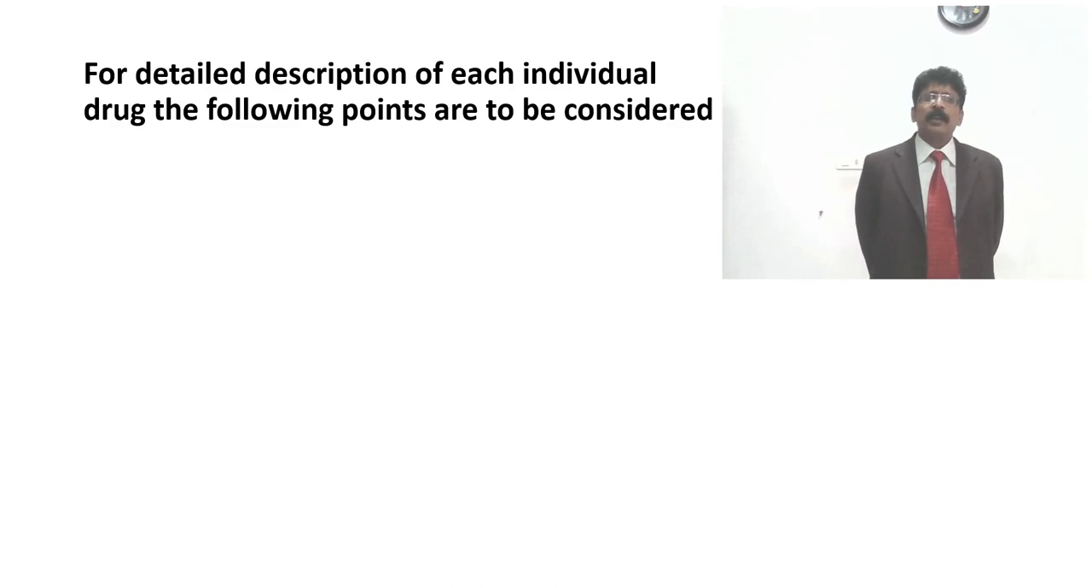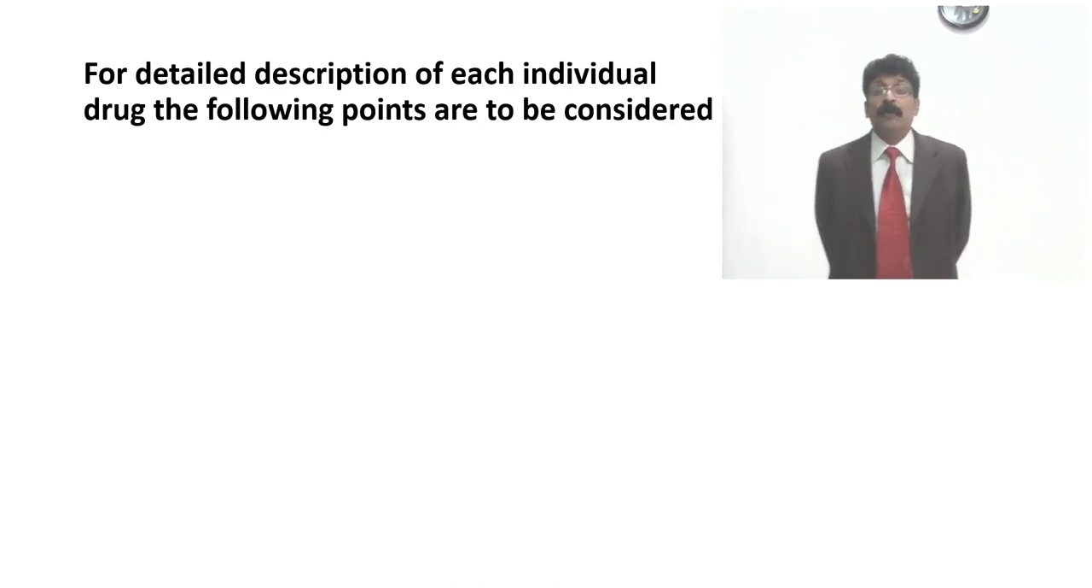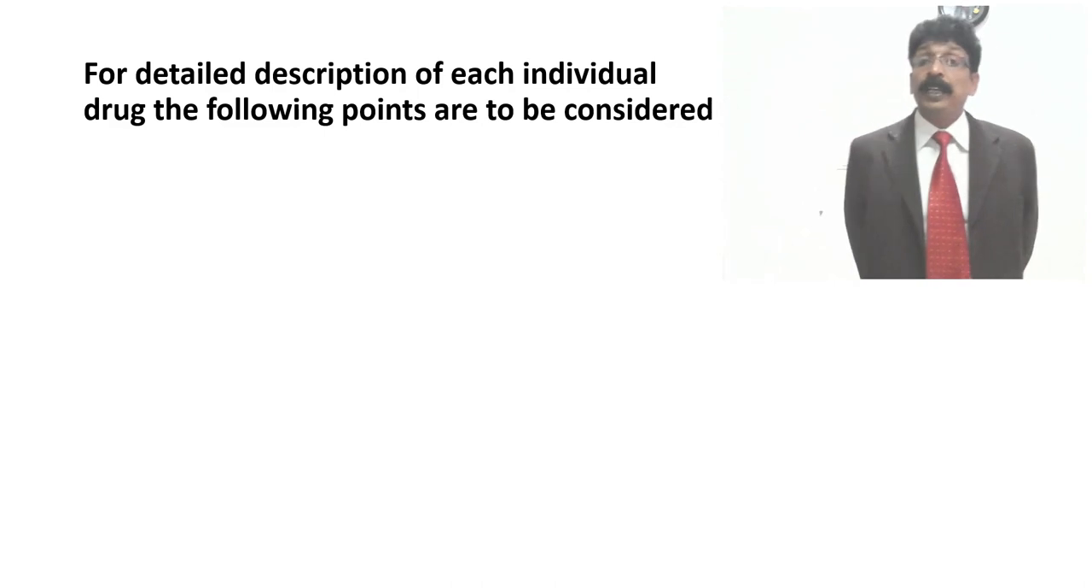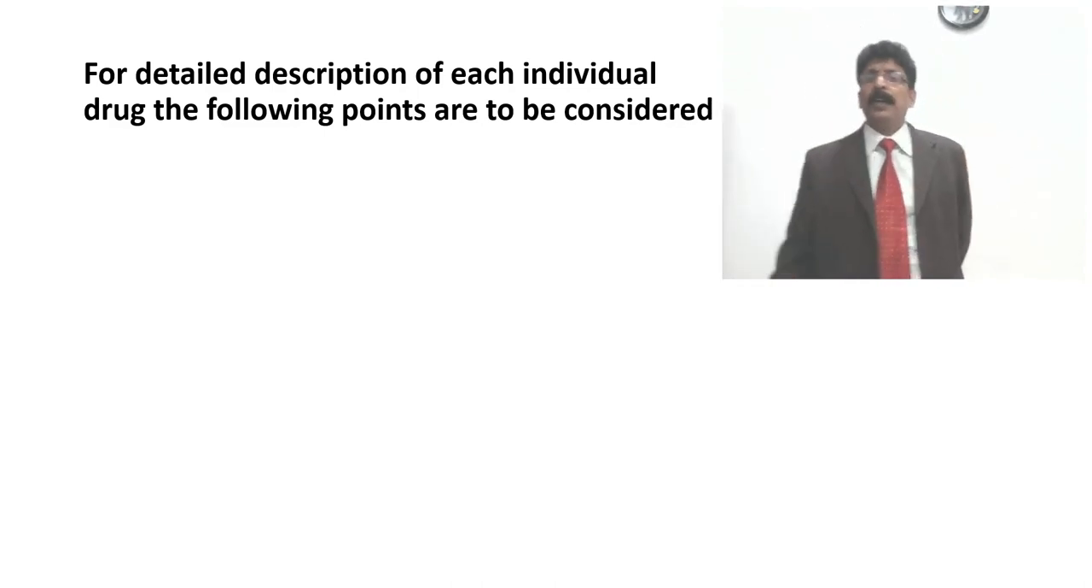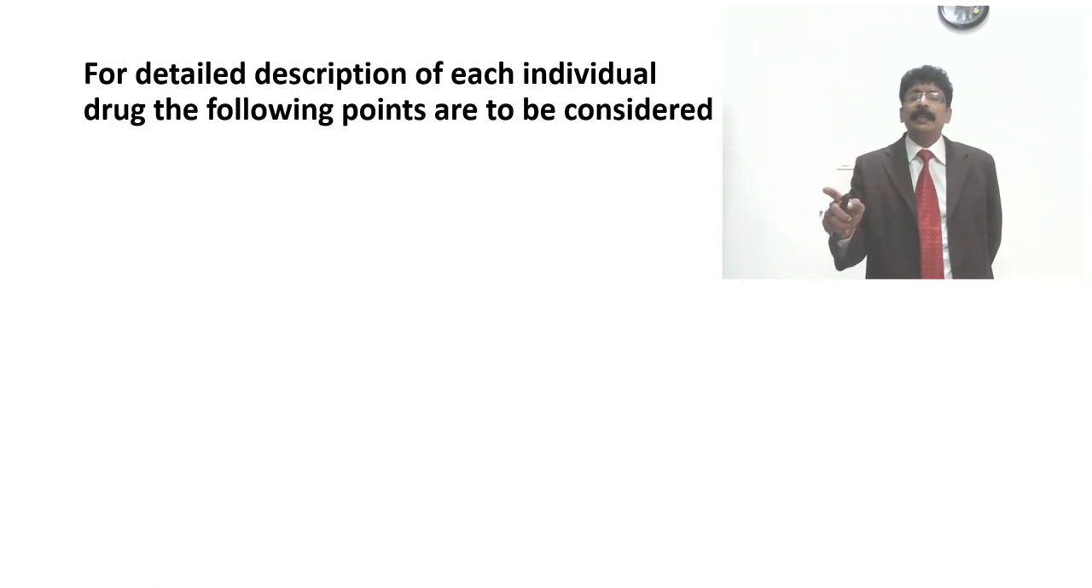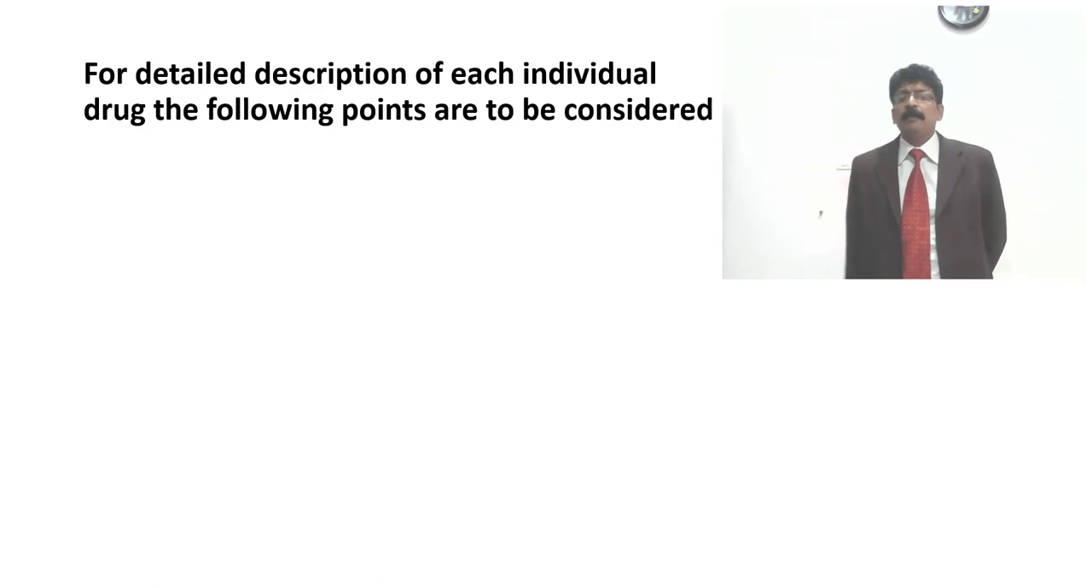For a detailed description of each individual drug, certain points have to be followed and considered. So in a pharmacognosy book, I have made 7 points. For any drug there are 7 points; there are many other points that can be added, from one point it can be made into many.